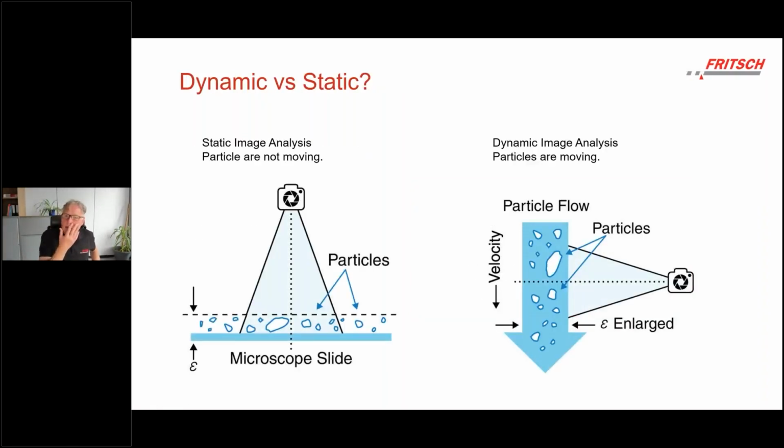Maybe a quick word about dynamic versus static image analysis, because there are also instruments available that do the task on basically a static sample. In a static image analysis system, you have particles placed typically on a microscope slide. They are stationary, of course, they don't move at all.